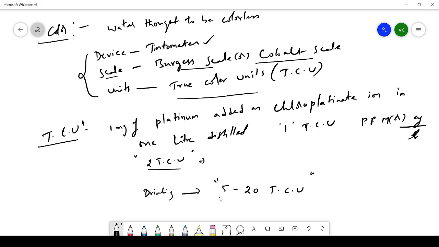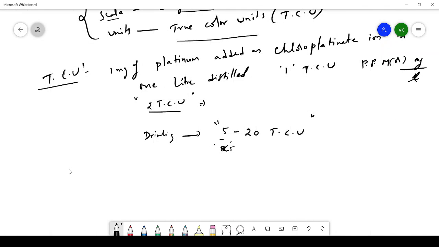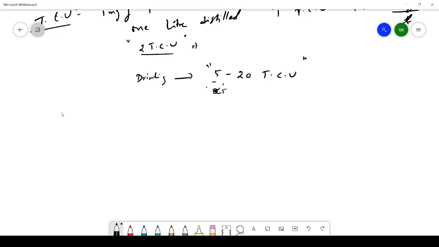Why should it be 5? Why can't it start from 0? Since, as I already told, water is thought to be colorless. The reason is, if the color of water is less than 5, then this tintometer cannot measure that color. That's why the drinking standards are 5 to 20 TCU. Okay, next one is, after color we have to study turbidity, right? Turbidity.